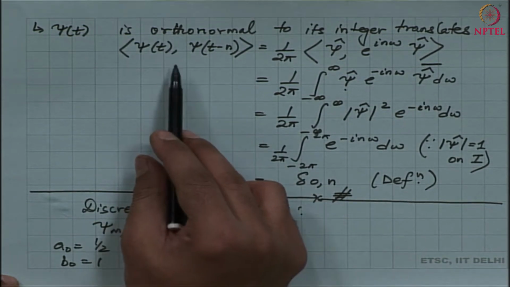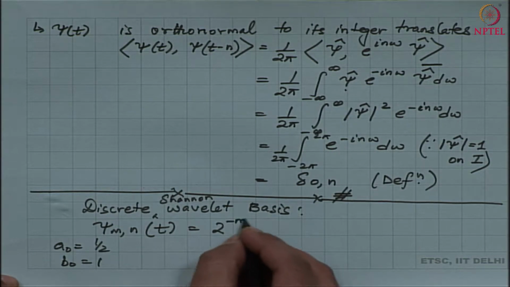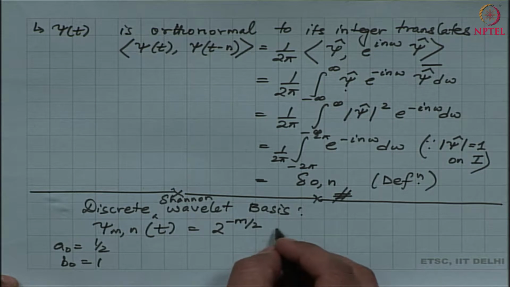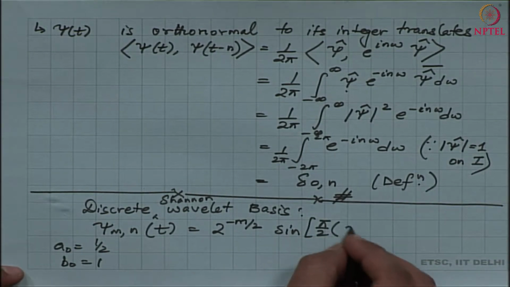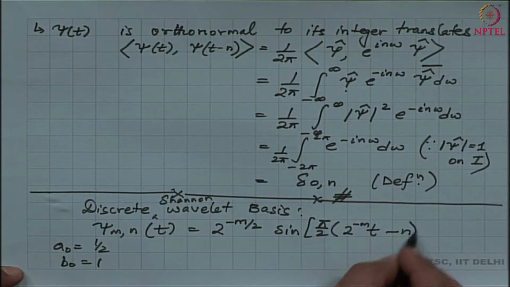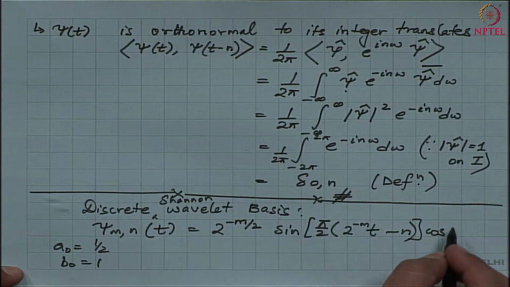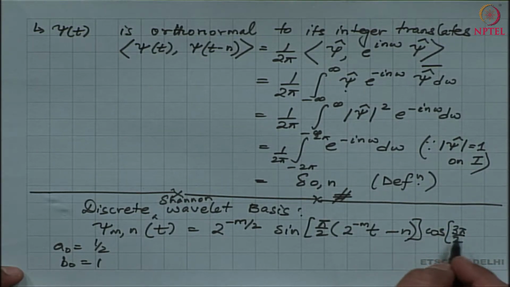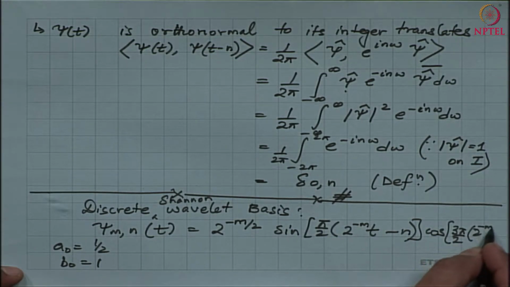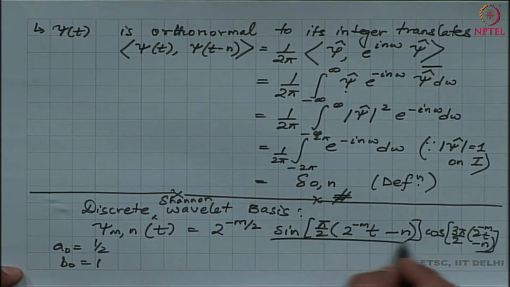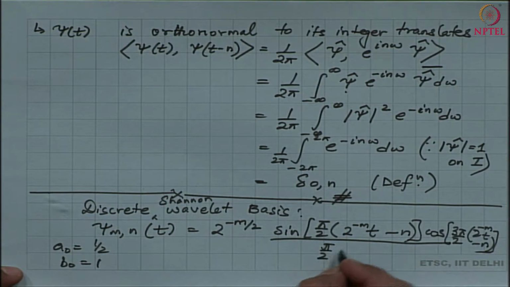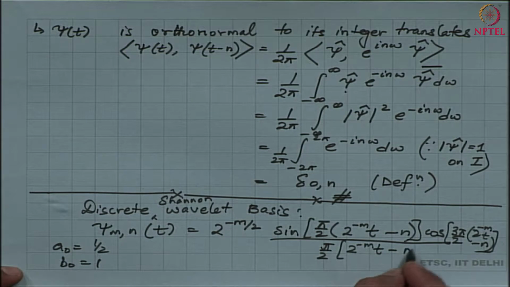For the continuous function, I am going to replace my argument as follows. I scale and translate to get the following function: sin of pi by 2 times (2 to the power negative m t minus n) times cos of 3 pi by 2 times (2 to the power negative m t minus n), divided by pi by 2 times (2 to the power negative m t minus n). So, I have just replaced my argument x with 2 to the power negative m t minus n.